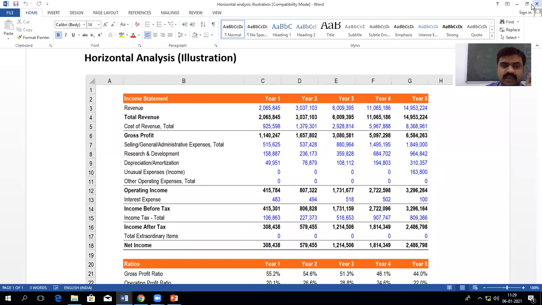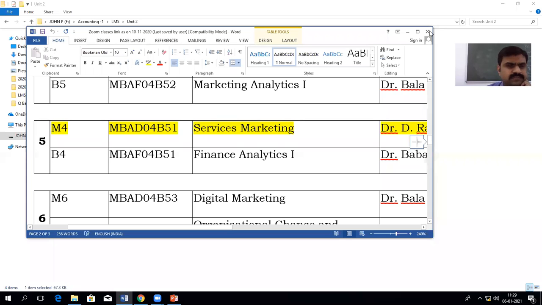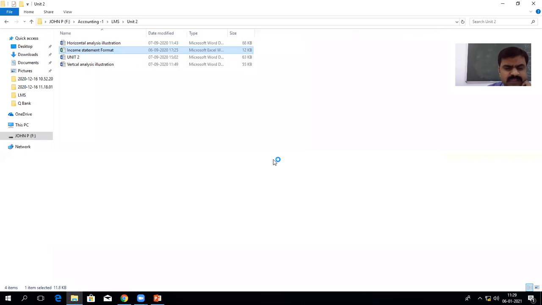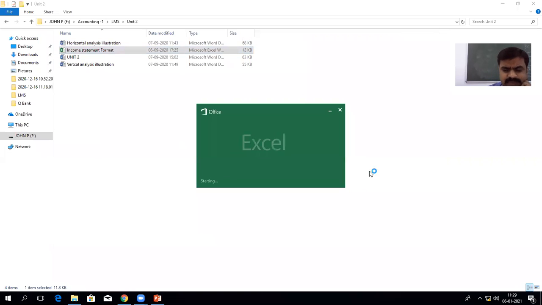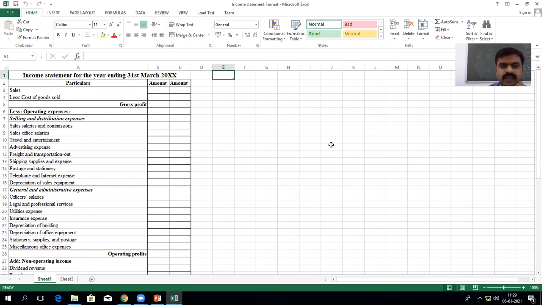Okay, and this is the format of income statement which we will be using for analyzing the income statement. Students, please understand, the income statement is nothing but your P&L account only. The only thing is the format is different. Whatever you learned is correct. Only the format is different.